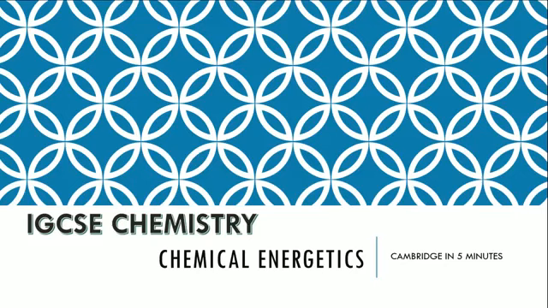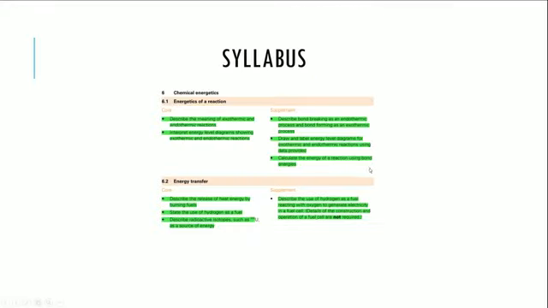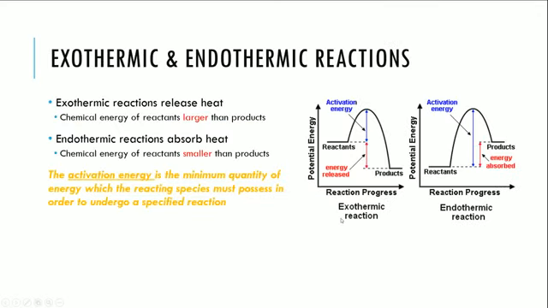Today we're going to be going through the topic of chemical energetics in IGCSE chemistry. So this is the relevant syllabus that you should take a look at before I start the video. So the main idea behind this topic is the difference between exothermic and endothermic reactions.